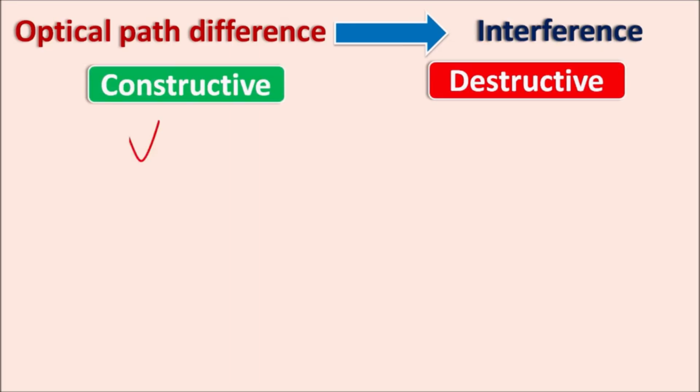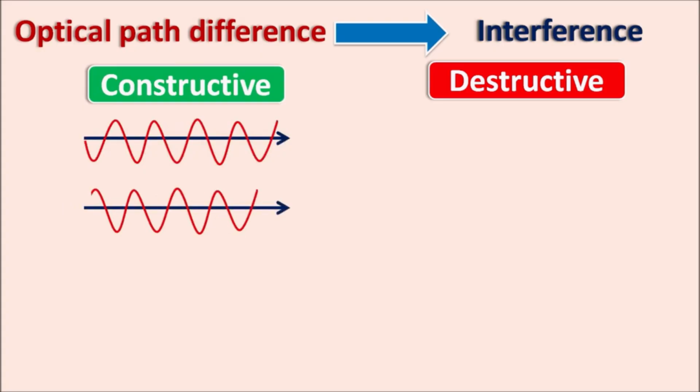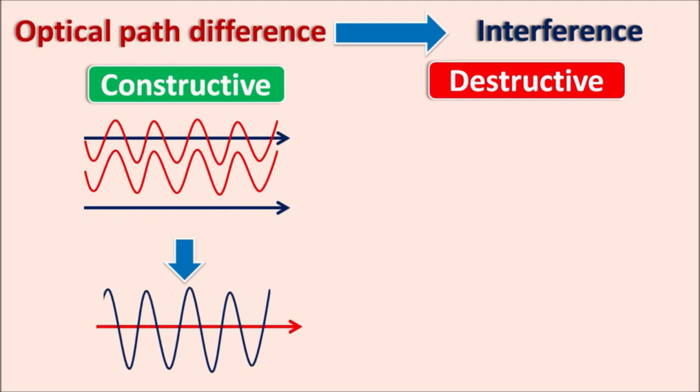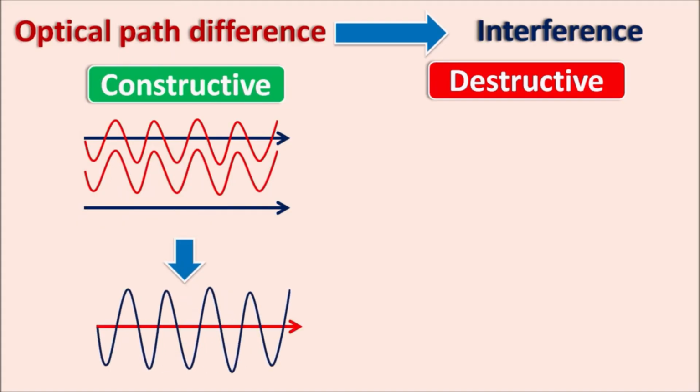What is constructive interference? Suppose we have a wave like this and another wave like this, and these two waves are in phase. That means they have similar crests and troughs. Now when they interfere in a similar way, they produce a constructive interference such that the net wave will be like this. So here you can see the amplitude is increased because both of the waves produce a constructive interference.